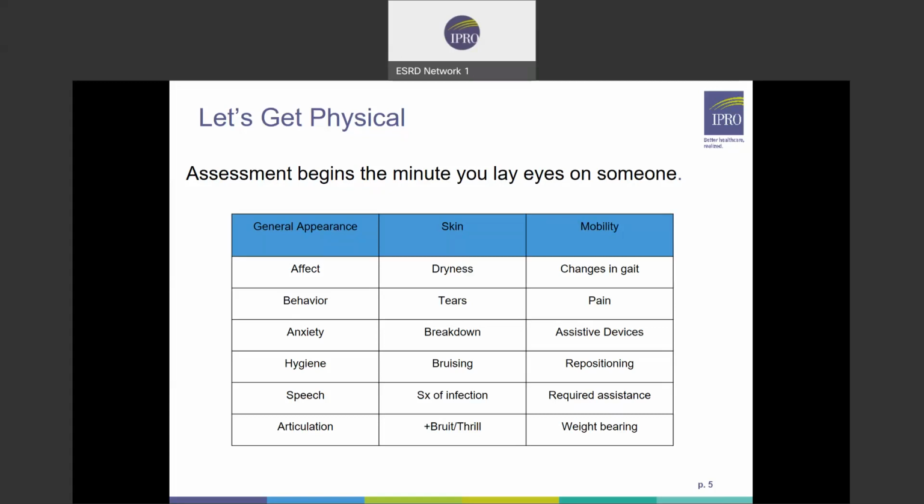Special considerations to remember when caring for the frail elderly ESRD patient are general appearance, including affect, behavior and anxiety, general hygiene, skin condition, including dryness, tears, breakdown, and bruising, as well as changes in mobility and gait that might require repositioning during treatment. Changes noted from pre and post assessment must be documented and communicated with all members of the care team, including the nursing home staff.